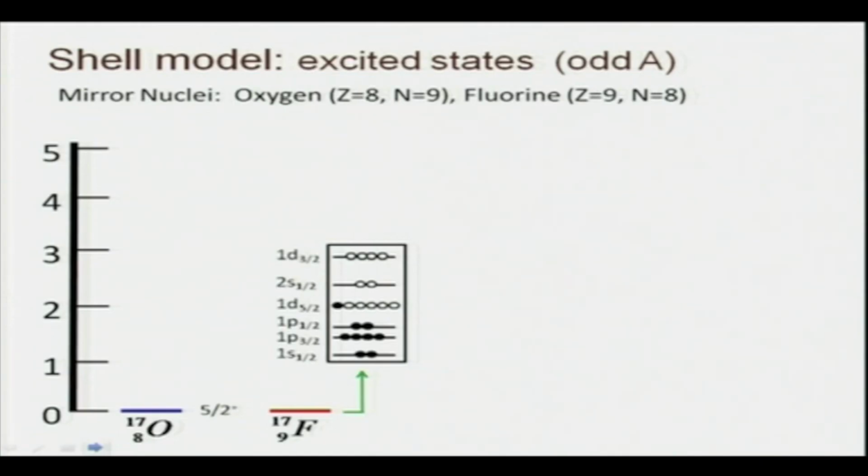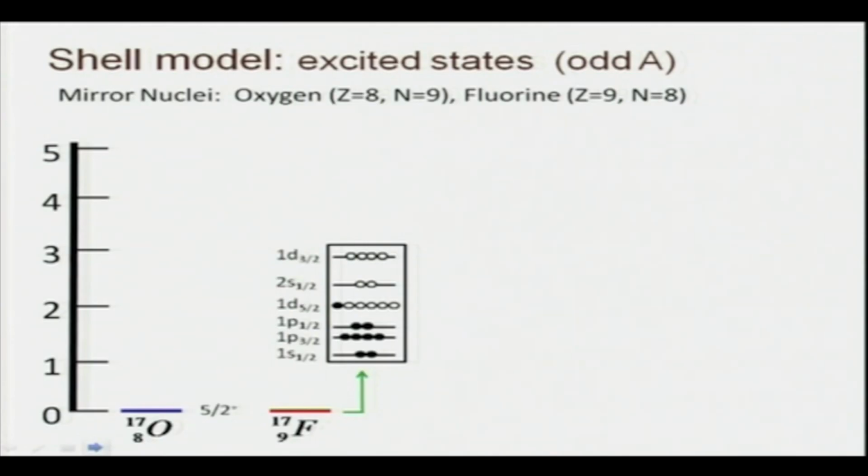The ground state configuration, for oxygen, we will not worry about the protons because all the protons are paired. So, the 9 neutrons are filled in this fashion: 1s half 2, 1p 3/2 4, 1p half 2, and the unpaired single neutron is in 1d 5/2.